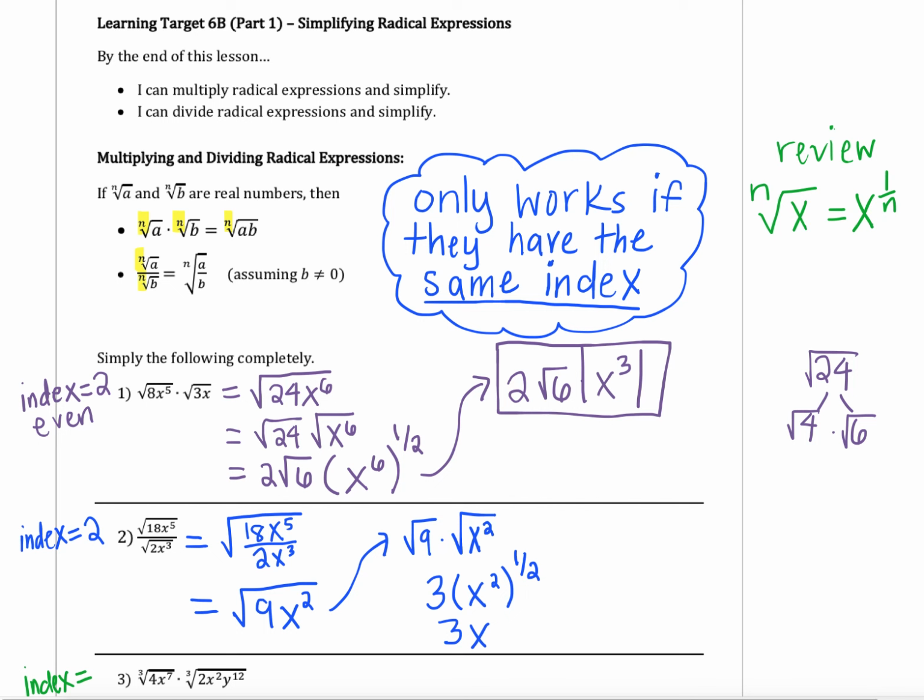We do have an even index here, so we have to consider absolute values. So technically we get the absolute value of 3x, but in this case we can take the absolute value of 3, so the 3 would come outside of the absolute values, and then the absolute value is still left around the x, since we do not know if x is positive or negative, and if x were a negative number, we would need those absolute values to turn that into a positive.